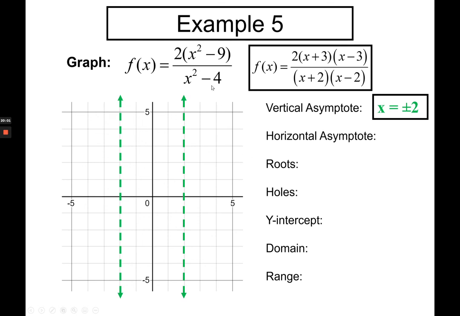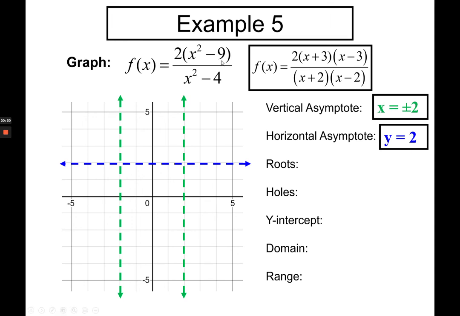Your horizontal asymptote says that if the degree is the same, you just have to divide the leading coefficients. On top there's 2, on the denominator there's 1, so it's 2 over 1. Yes, it's 2. So an imaginary horizontal line appears that intersects at 2.